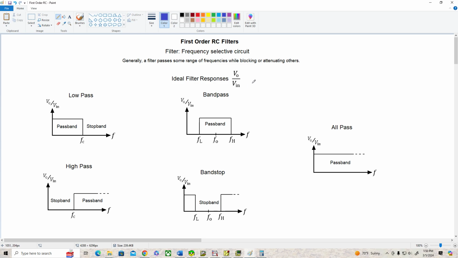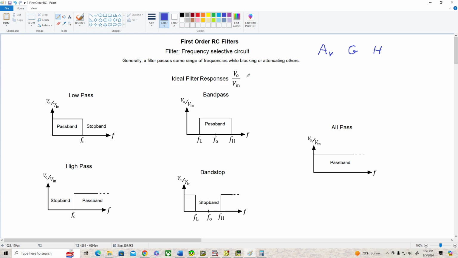For amplifiers, V out over V in is voltage gain, and that's usually represented as A sub V, or sometimes just G. When we're dealing with filters in particular, V out over V in is often represented with the letter H. We're not going to worry about the distinction between these for today. We're just going to go with V out over V in.